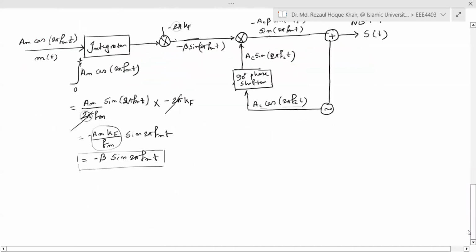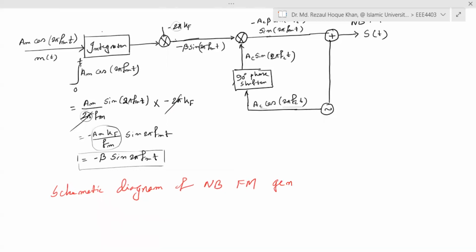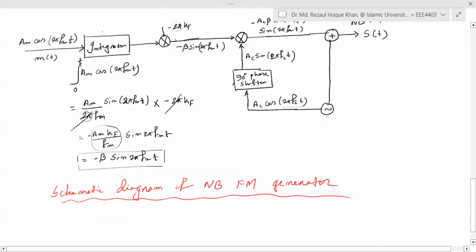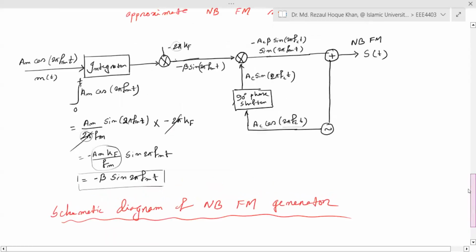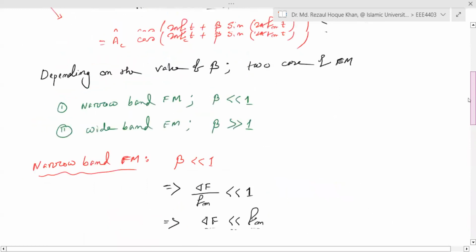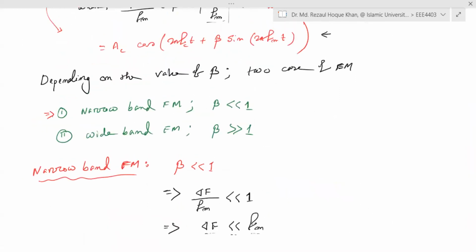This is the schematic diagram of the narrowband frequency modulation generator. This is how we can generate a frequency modulated signal. So we know how to generate a frequency modulated signal. We covered the narrowband frequency modulated signal.